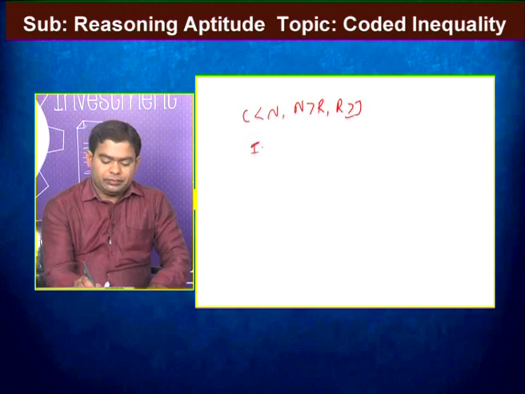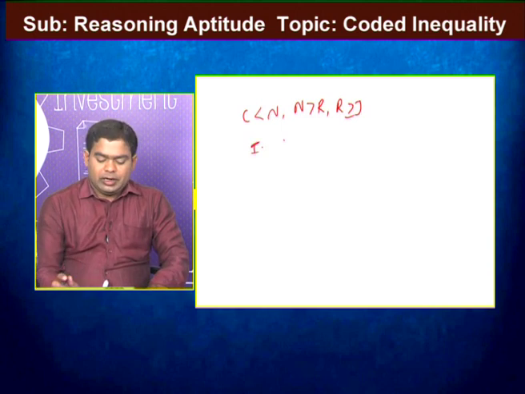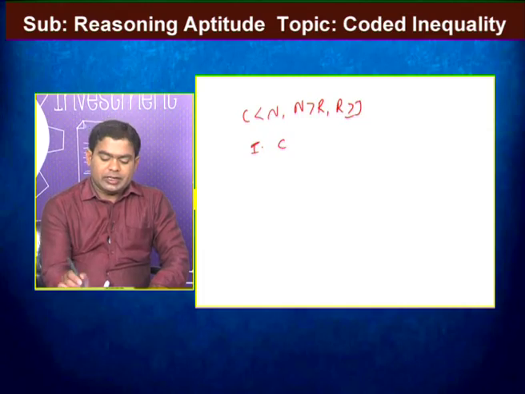Our conclusion 1 is C delta j, where delta is denoted equal, equal means equal. Conclusion 2 is C nabla r. Here nabla is denoted less than or equal to, C less than or equal to r.